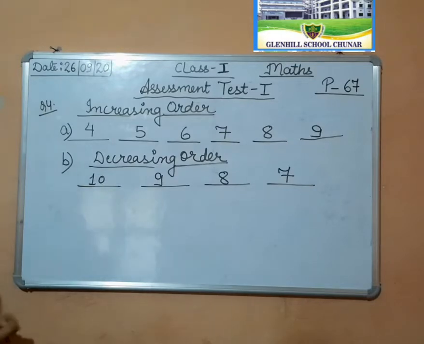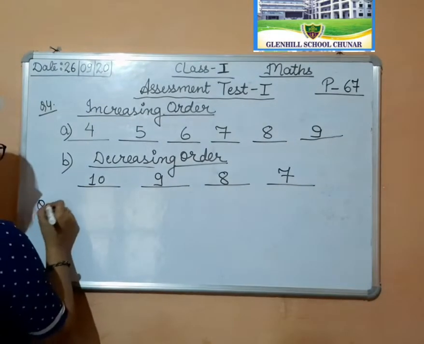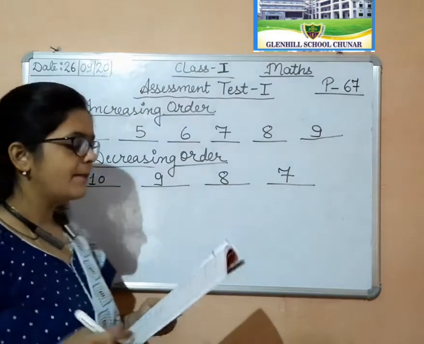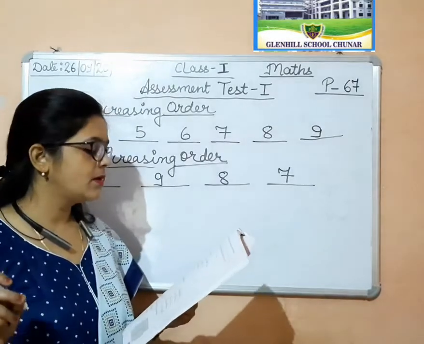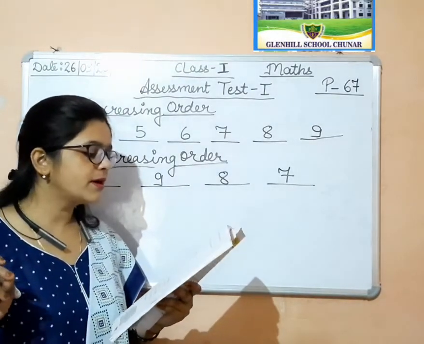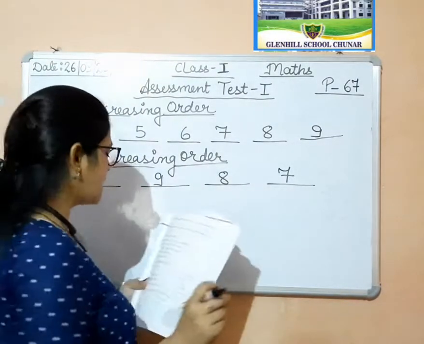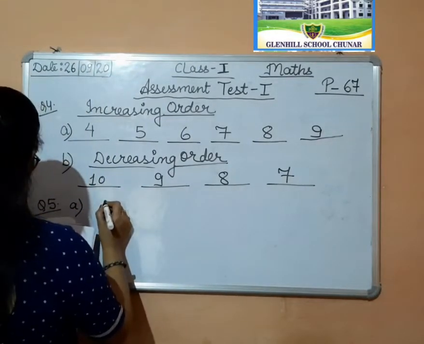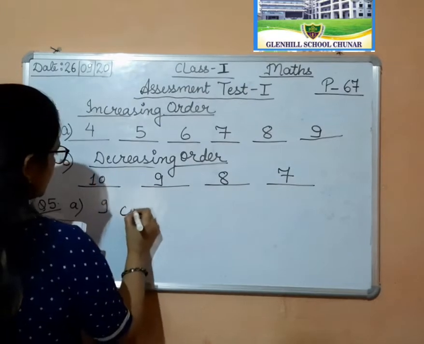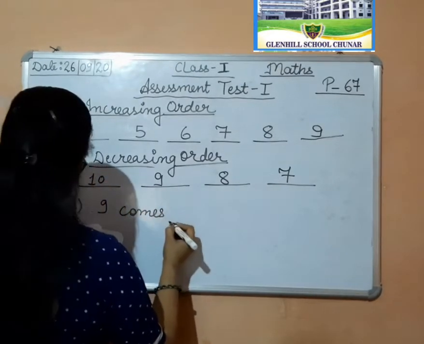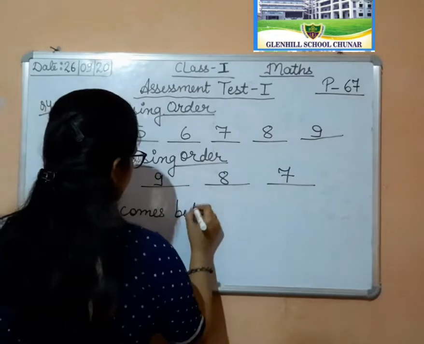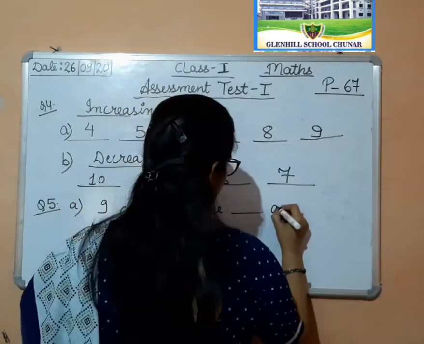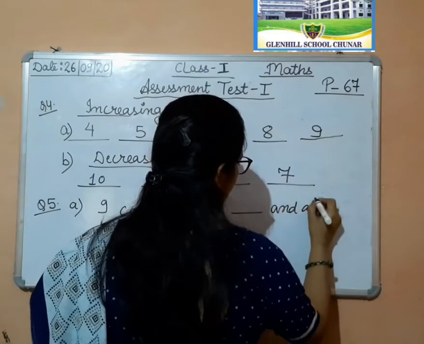Now question number 5. Okay, hope you all have done this. Question number 5. Complete the sentences. 9 comes before dash and after dash. Means A. 9 comes before dash and after dash.